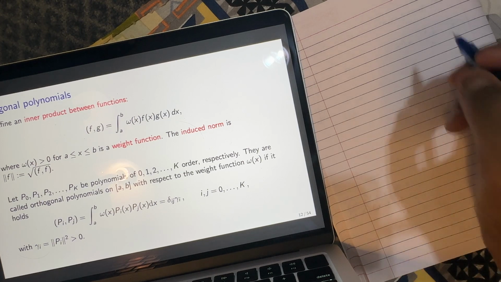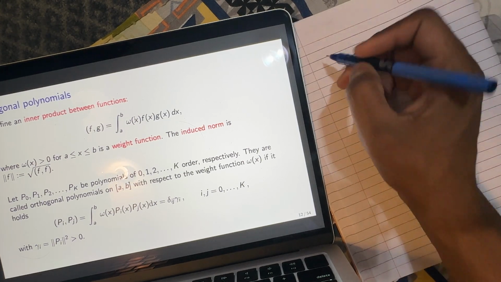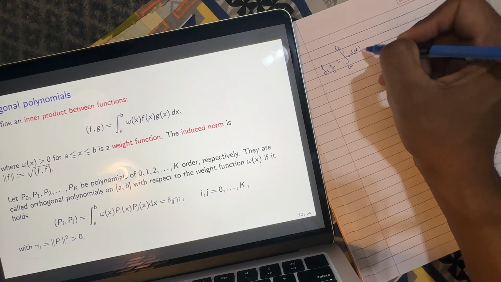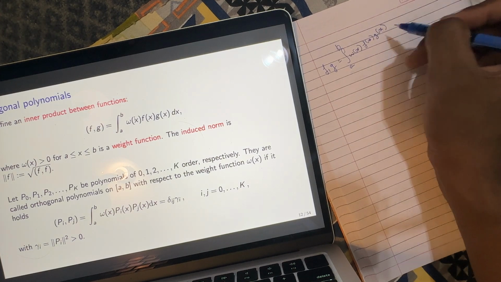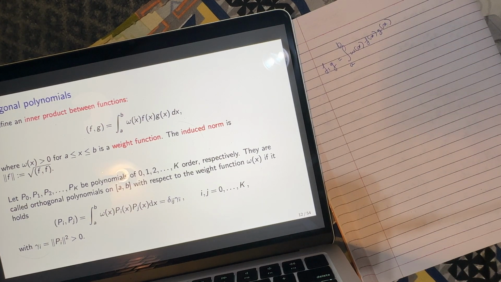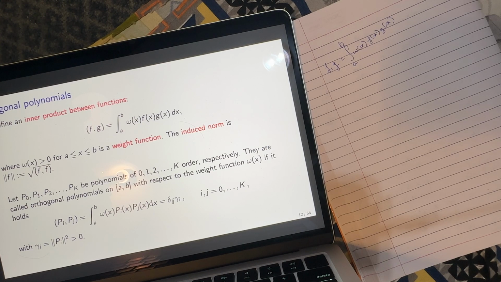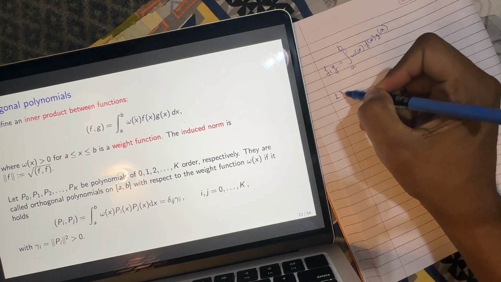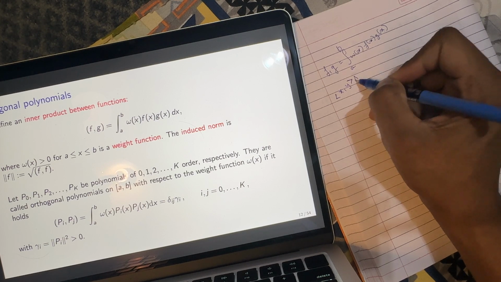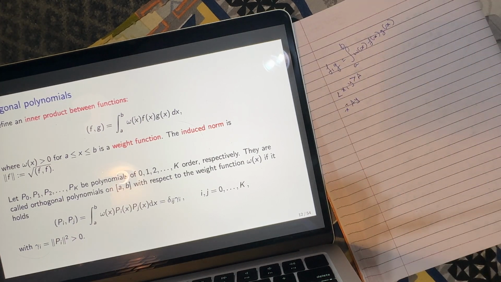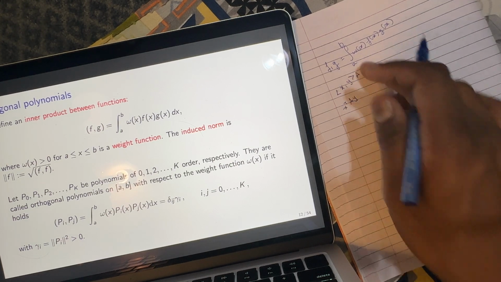So the inner product between two functions f and g is the integral over a to b of omega(x) f(x) g(x) dx, where omega(x) is a weight function. This is like the inner product of x and y with A, which is x transpose A y, right? That's how it is, this is the same. This is the omega weighted inner product.